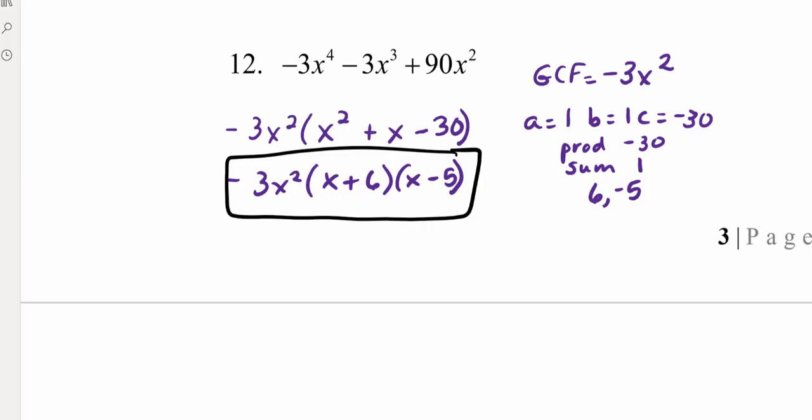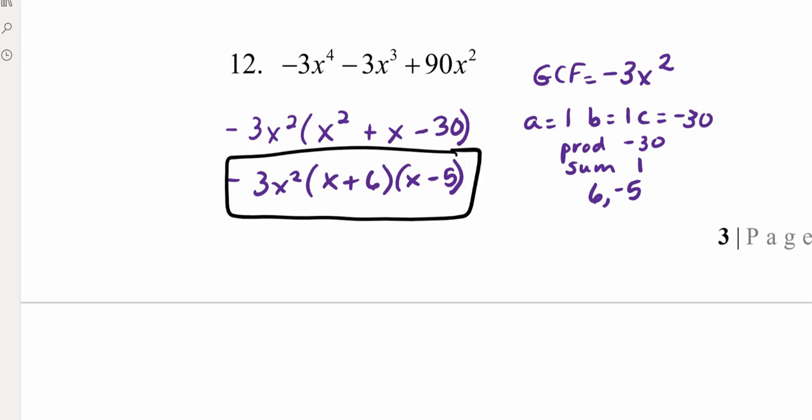Okay, did you first notice that our greatest common factor had to be -3x squared? And did you make it a negative so that our leading coefficient in the trinomial would change sign back to positive? It's a lot easier to factor these trinomials when that leading coefficient is a positive number, okay? So I went ahead and factored out the -3x squared, and then that left x squared plus x minus 30, looking for 2 numbers that multiply to -30 and add up to 1. And that's +6 and -5. So here's our final answer.